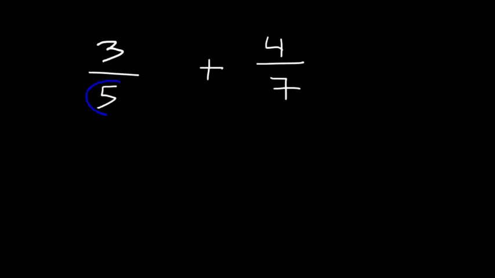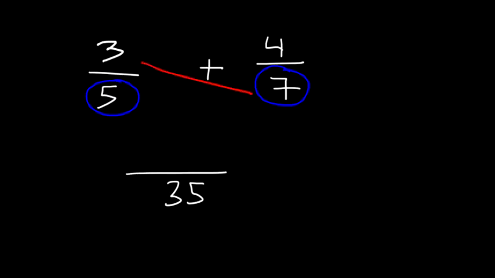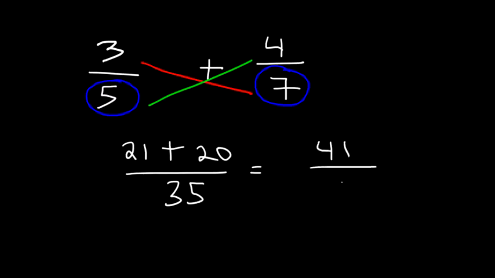First, multiply 5 and 7. This will give you a common denominator of 35. Next, multiply 3 and 7. 3 times 7 is 21. And also, there's a plus in between. Multiply 5 times 4, which is 20. 21 plus 20 is 41. So the answer is 41 divided by 35.